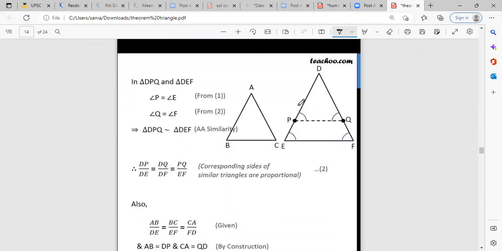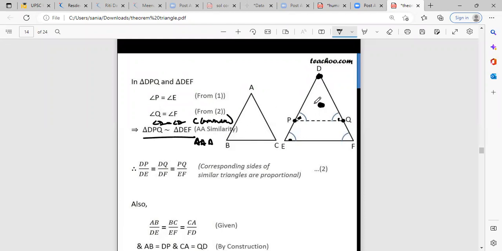Now coming to triangle DPQ, the smaller one, and triangle DEF, the bigger one. You know this angle P is equal to this, angle E, and angle Q is equal to angle F. We already proved it from the first and second equations, so you can say these two angles are equal, right? Clear? Also they have one common point, D. So here you will write angle D equals angle D. Why? It is common, right? So by AAA similarity, these two triangles are similar.